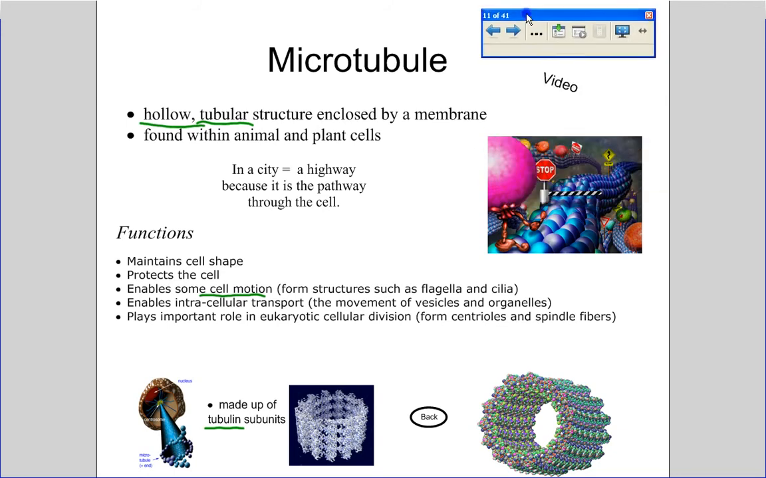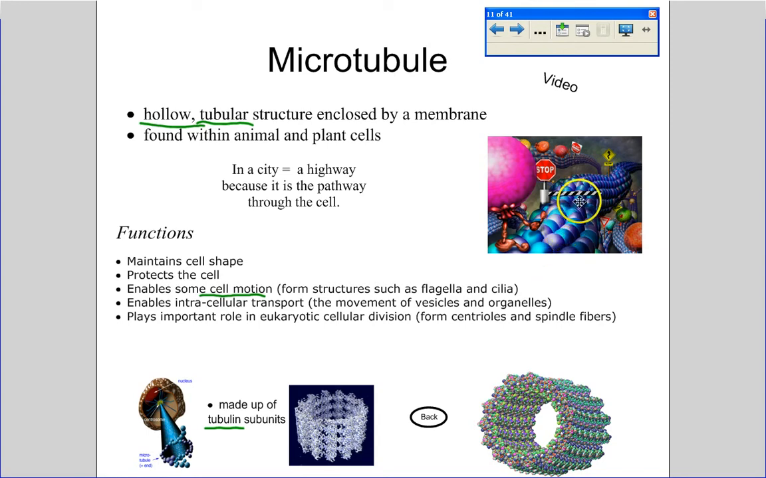And we've mentioned microtubules before, only in that they make up some other cell parts like flagella and cilia and the centrioles. Okay, so it's important that you kind of understand what microtubules are. So microtubules are hollow, tubular structures. That's why we call them microtubule. Micro meaning smaller than what the eye can see, and tubule, think of like a pipe. Okay, it's like a tube. So it's a hollow tubular structure enclosed by a membrane, and they're found in both plant and animal cells.